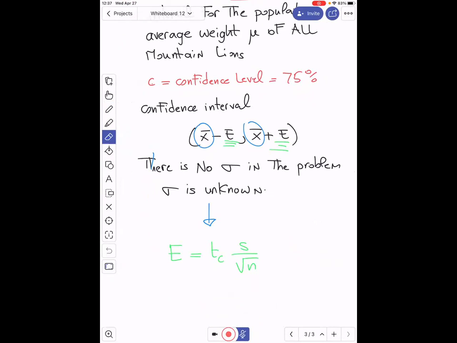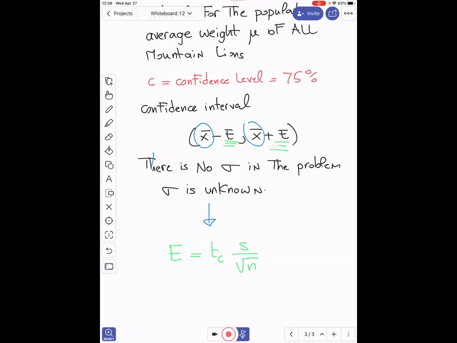Any questions so far, guys? Please let me know. And you'll see the difference when sigma is known. It's clear from the problem, if you see that there's a sigma in the problem, then your sigma would be known. T subscript C, we get it from the DF and C.